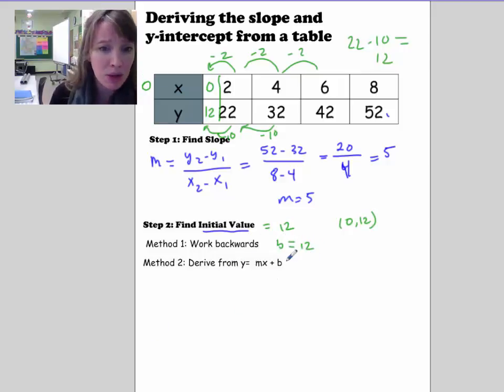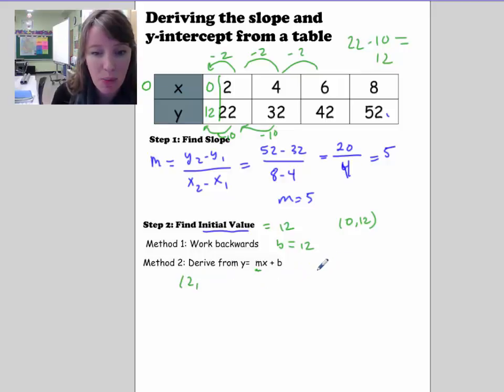The other way you can do it, if it's not possible to work backwards, meaning if the increases are variable, let's say the x values went down by 1 or by 20, it might be more difficult to work backwards in the table. So the other way is, you know the slope, and you can pick a point here. You can pick any point, it doesn't matter which. Let's pick (2, 22) because it's a small point.